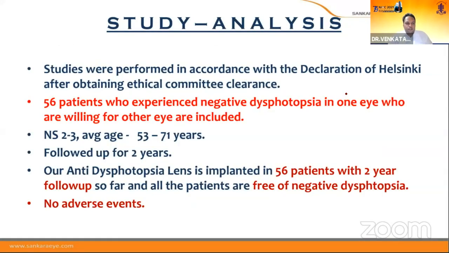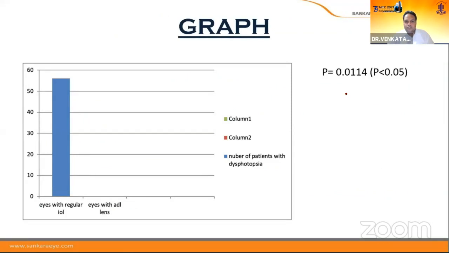In our study, we included 56 patients who had already experienced negative dysphotopsia in one eye and were willing to have the other eye done. Our grade was NS 2 to 3, with an age range of 53 to 71 years. They were followed up for 2 years. At 2 years follow-up, none of the patients has experienced negative dysphotopsia, and there were no adverse events intraoperative or post-operative. This is our analysis, where none of the patients with the ADL lens experienced dysphotopsia.